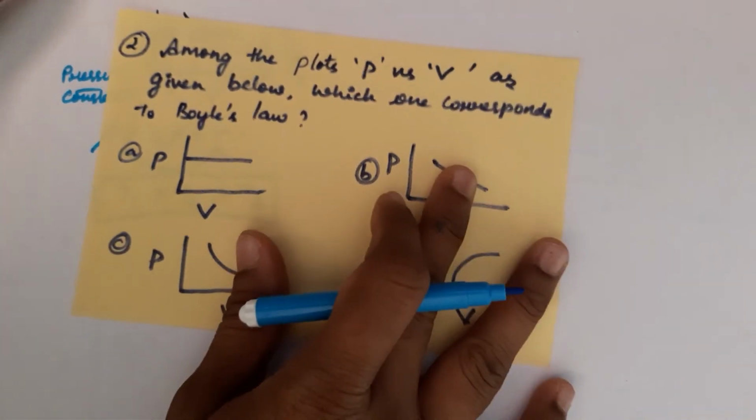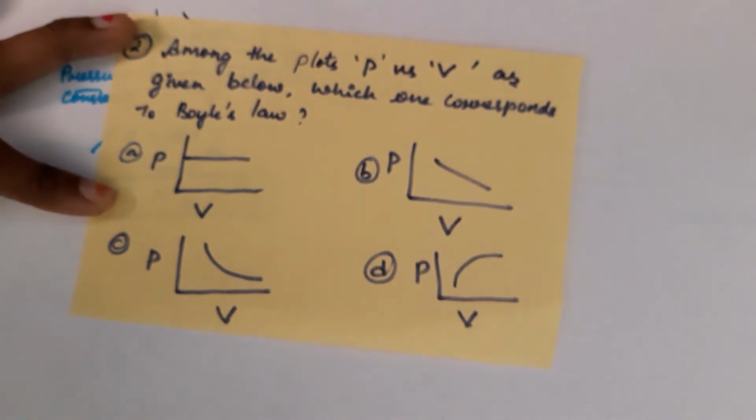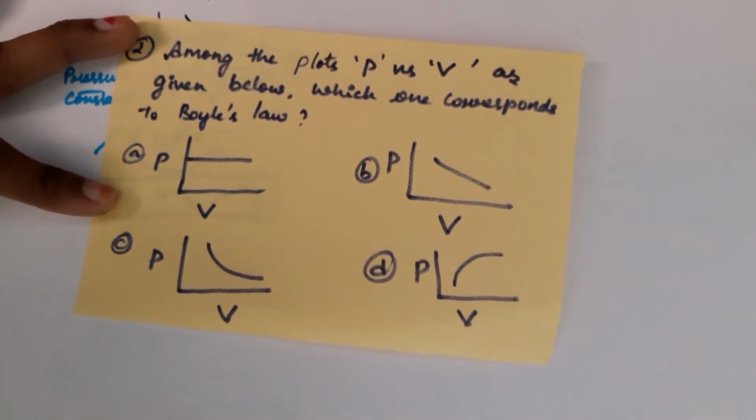Another example I will give you, students. It is also very simple. Among the plots of P versus V given below, which one corresponds to Boyle's law? As I already explained before the graph, students, tell me what is meant by Boyle's law.